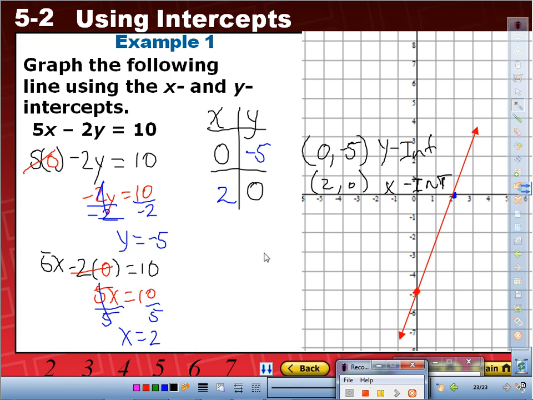Fairly simple? Yeah, right? We already know how to graph using the table. Now, this time, we're only substituting 0 so that we can get our X and Y intercepts. So now, check this out. There's going to be a word problem. So pay attention. Let me show you the word problem really quick.